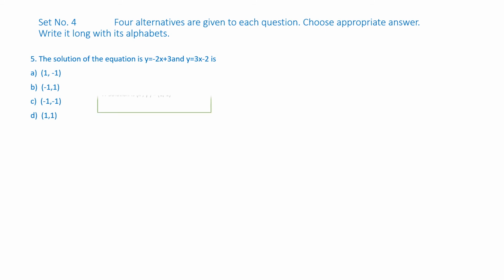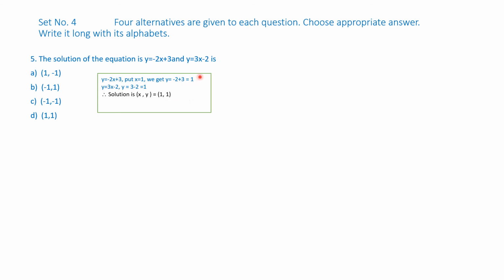Let us solve it. Therefore, take the equation y is equal to minus 2x plus 3 and put x is equal to 1. We get y is equal to minus 2 plus 3. Therefore, y is equal to 1. So, when x is equal to 1, y is equal to 1 is the answer.